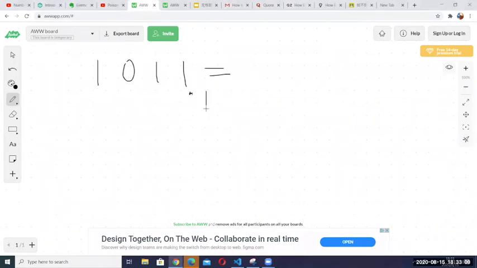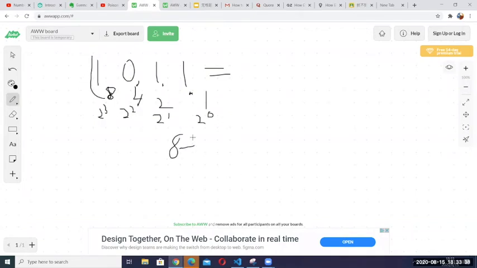All right, 1011. This means 1 multiplied by 1, which is 2 to the power of 0, right? This means 1 multiplied by 2, which is 2 to the power of 1. And this digit is supposed to be 2 to the power of 2. 2 to the power of 2 is 4. So this digit is 4. And 2 to the power of 3. What is 2 to the power of 3? That's 8. So this digit is 8. So we have an 8 here.